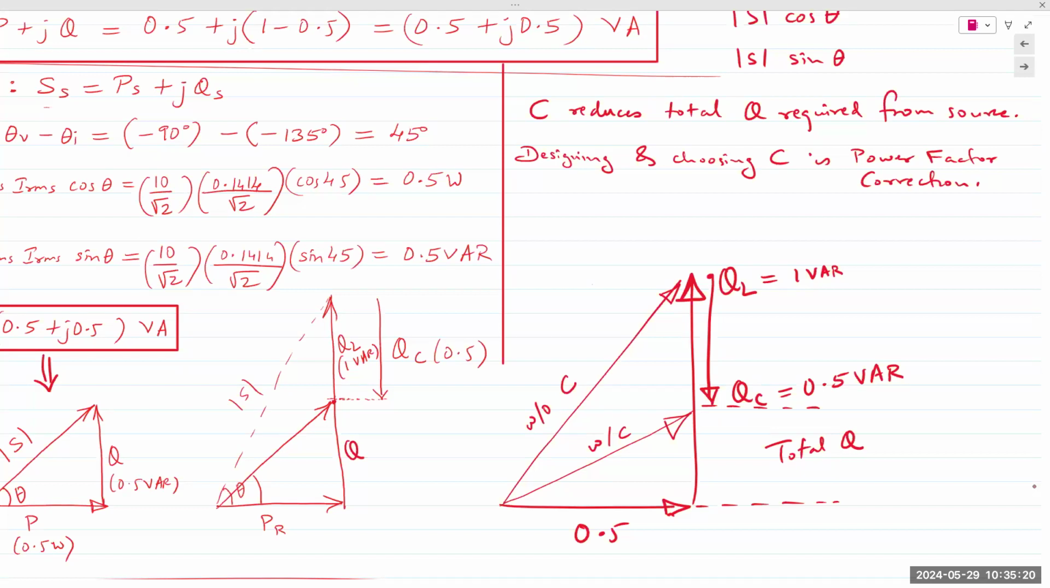Okay, and designing a system and choosing the value of the capacitor to match up with your inductive loads is known as power factor correction, which for students who are taking the lab is lab 8. Okay, you have an inductive load, and then you design the system to determine the best value for capacitor to balance out that inductor.